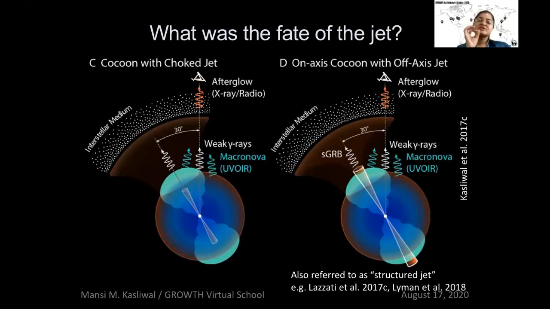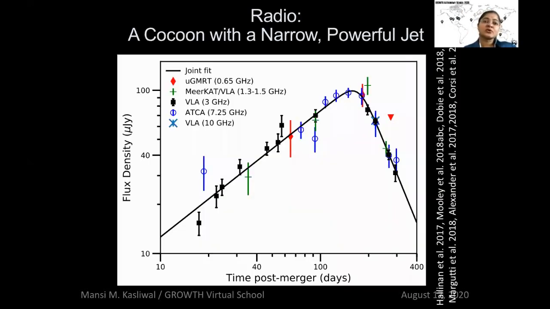Oh, and one more thing I should say is you could ask the question, okay, the cocoon broke out and powered the early emission, but what happened to the jet? Did the jet get completely clobbered by the cocoon and was it choked? Or did the jet also escape? And if we had a friend in an alien civilization at a different viewing angle, did someone somewhere see a short-hard gamma ray burst?